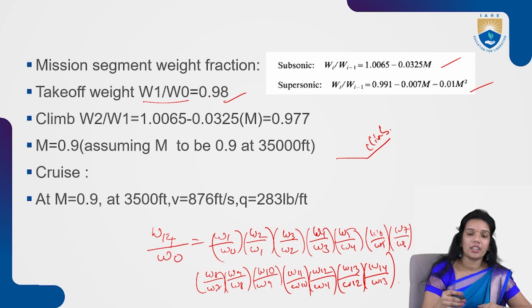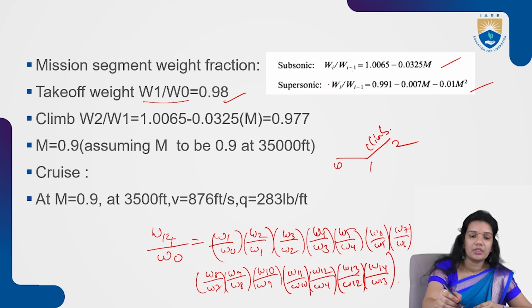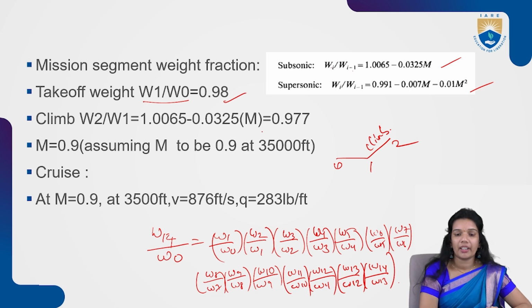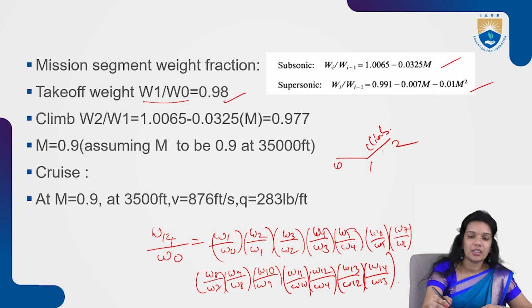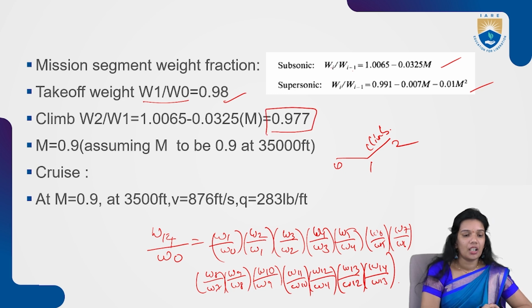So if we are talking about a subsonic, then it is going to be W2 by W1, as it is going from 2 to 1, right? So W2 by W1 is going to be 1.0065 minus 0.0325 of Mach, right? So Mach again in the question is said to be 0.9 at 35,000 feet. So we are going to consider Mach to be 0.9. So my answer at the climb segment is going to be 0.977. Right? So this is what I get for a climb with Mach considered to be 0.9.